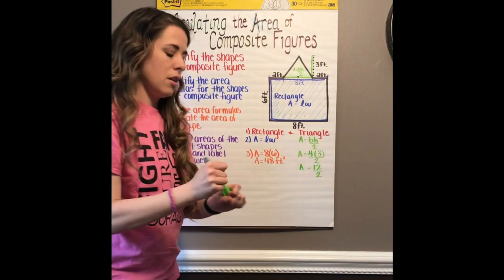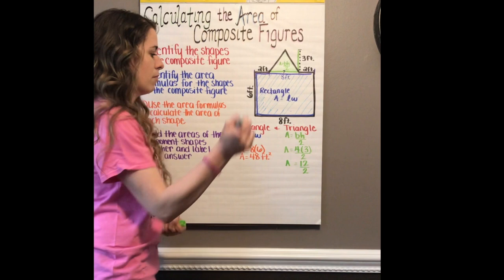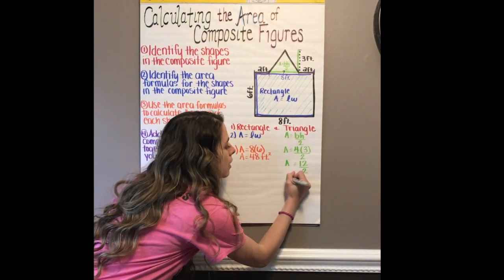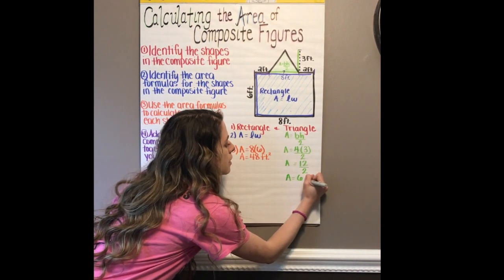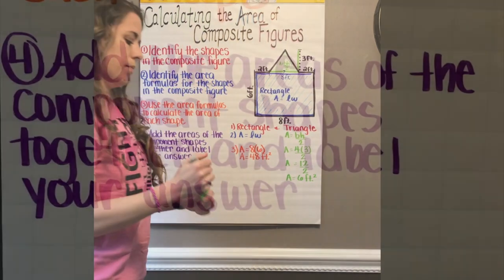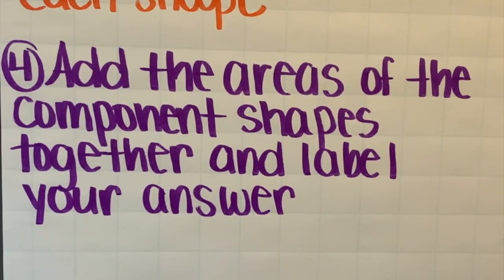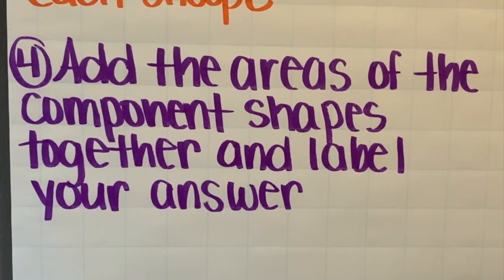Does anybody know what 12 divided by 2 is? Mikey. It equals 6. Excellent. So the area of my triangle is 6 feet squared. Step 4, add the areas of the component shapes together and label your answer.